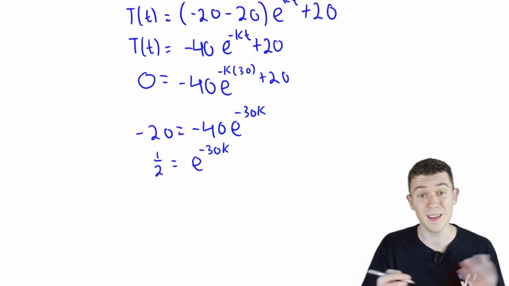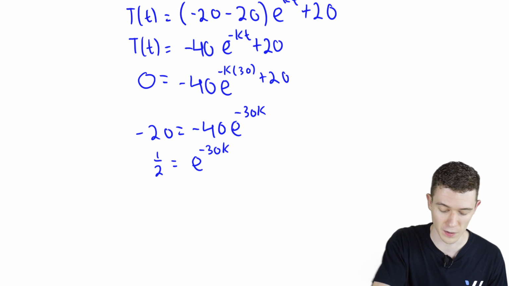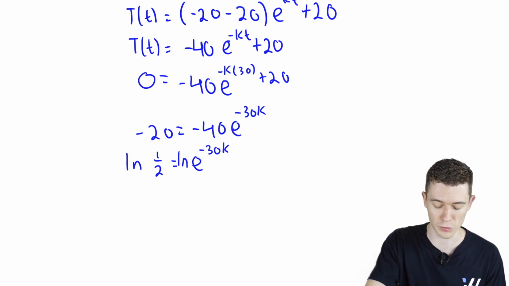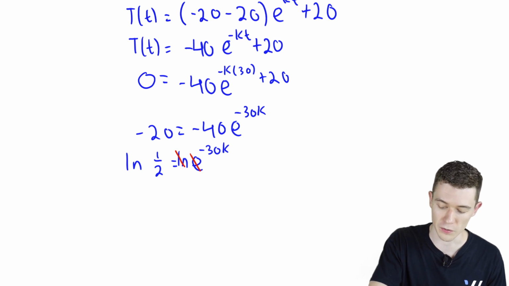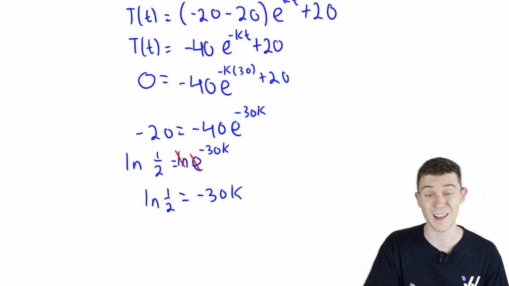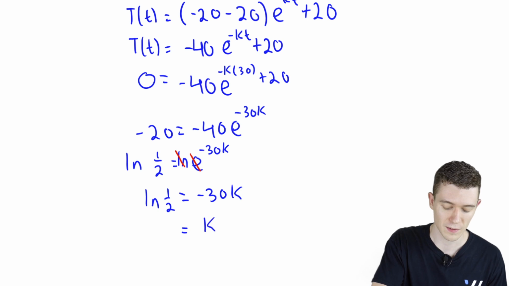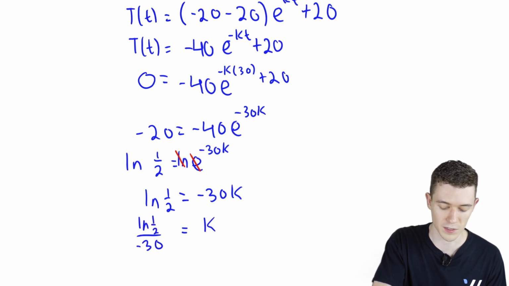To undo the e, we take the natural logarithm of both sides. That should undo everything. This would mean that natural log of a half equals natural log of e to the minus 30k. ln and e undo each other. Those are inverse functions. Natural log of a half, this will be minus 30k. Last thing to do to solve for k, divide both sides. k will be natural log of 1/2 all over minus 30.